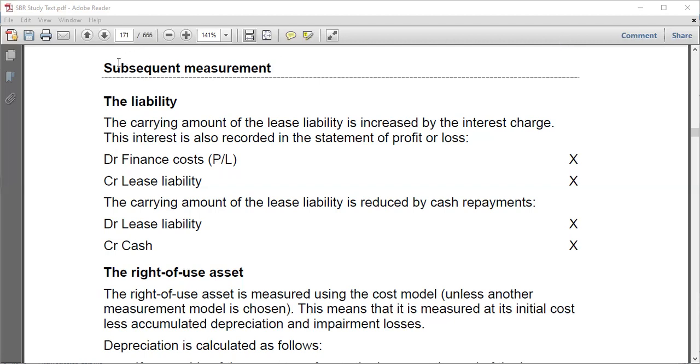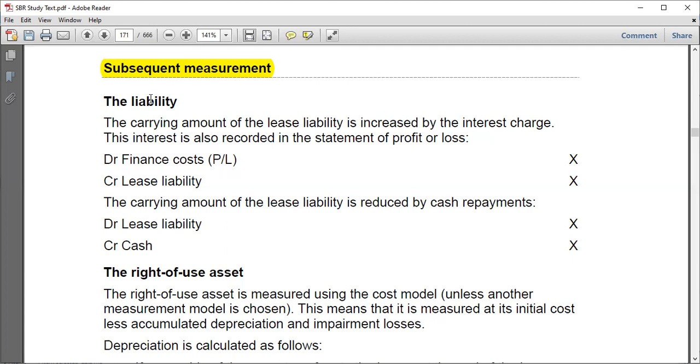Now we need to learn the subsequent measurement. How do you deal with those things subsequently? Actually, this subsequent measurement is something very normal. You can just do it. Let's start with the lease liability, and we'll come to the right of use asset. When it comes to the lease liability, it's just normal. It's just like a normal bank loan.